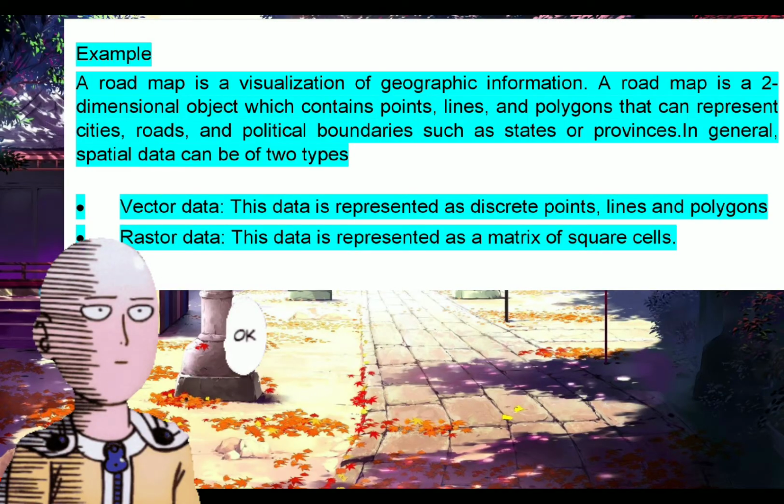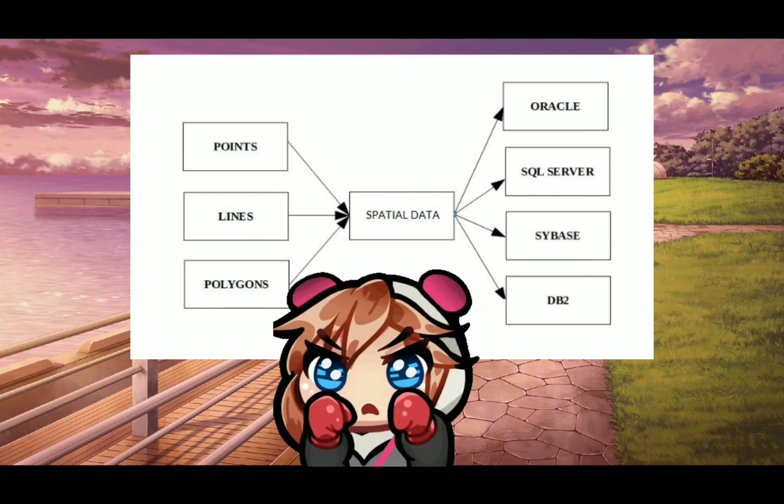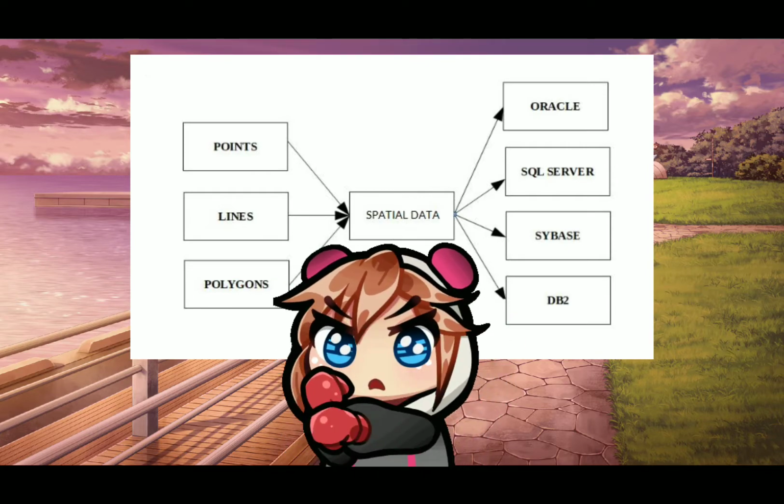Example: a roadmap is a visualization of geographic information. A roadmap is a two-dimensional object which contains points, lines, and polygons that can represent cities, roads, and political boundaries such as states or provinces. In general, spatial data can be of two types. Vector data. This data is represented as discrete points, lines, and polygons. Then, raster data. This data is represented as a matrix of square cells. The spatial data in the form of points, lines, polygons, etc. is used by many different databases as shown above.